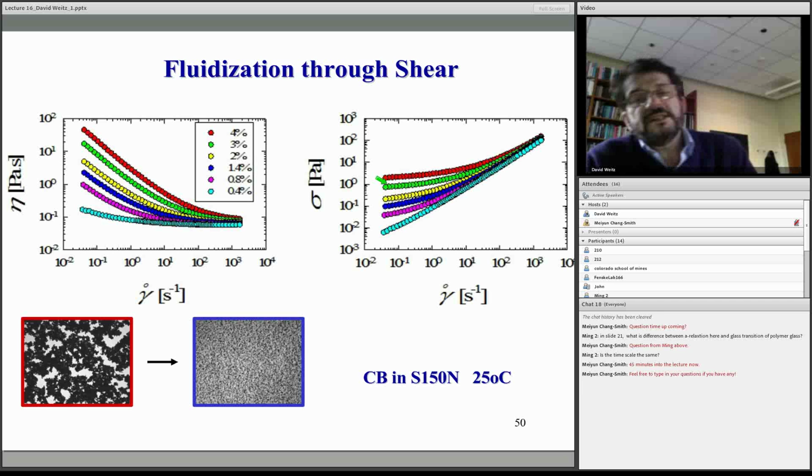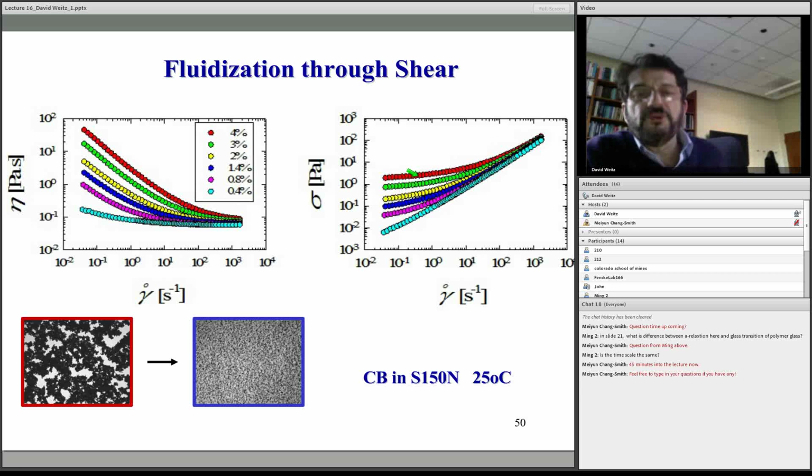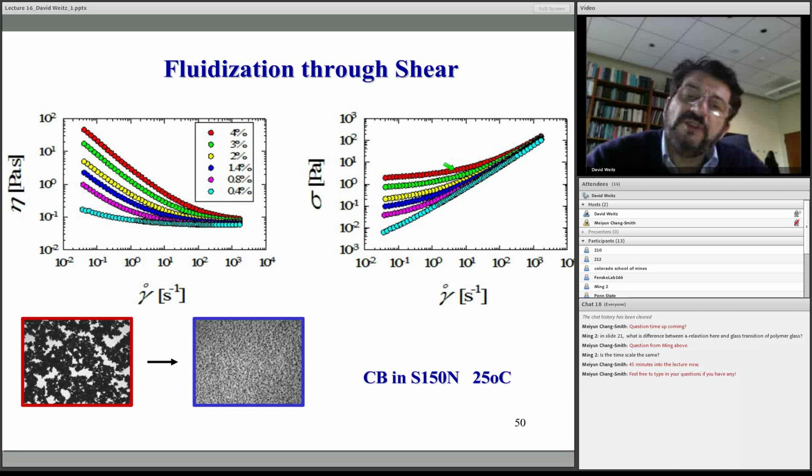So the stress is becoming independent of shear rate. Anytime you have a sample where the stress is independent of shear rate, it's basically behaving like a solid. So this is behaving like a solid at low shear rates and going to a fluid at higher shear rates. So you're essentially shear melting the sample. You're melting the sample, you're changing it from a solid to a fluid by increasing the shear rate.